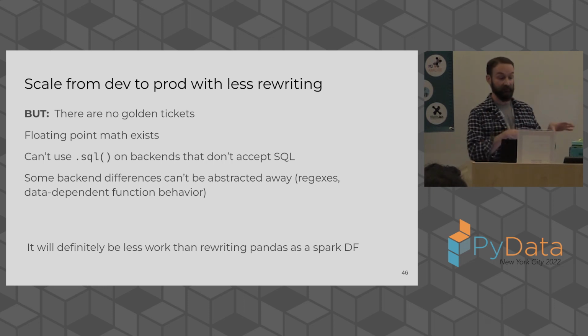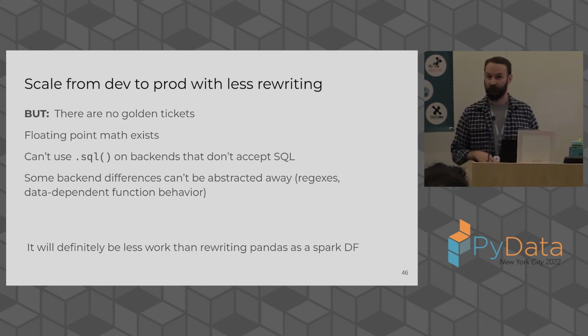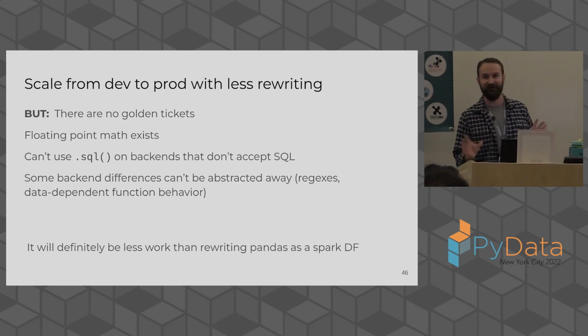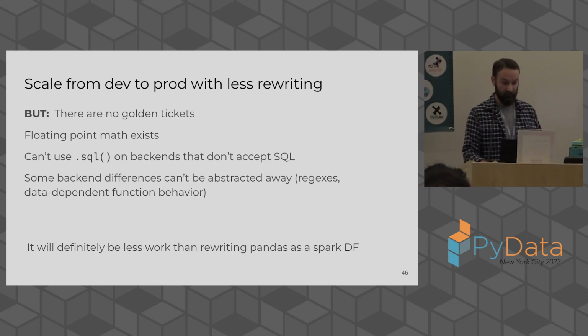Some things are inherently backend specific. For instance, you can't use .sql on polars because polars doesn't speak SQL, I don't think. We can't pass it through to the underlying engine. And then there are some backend differences that either can't be or we just have not abstracted away, either because it's really hard or just intractable. It seems like every SQL engine has its own special regular expression dialect, and we do not yet have a magical library to translate between regular expression dialects. If somebody does, please talk to us. We will be very happy to incorporate it.